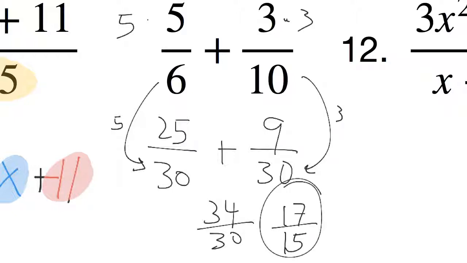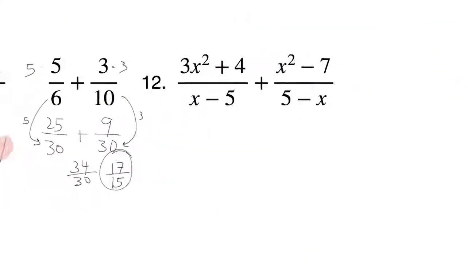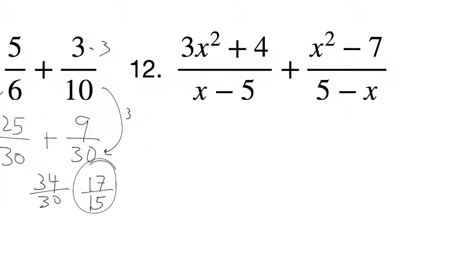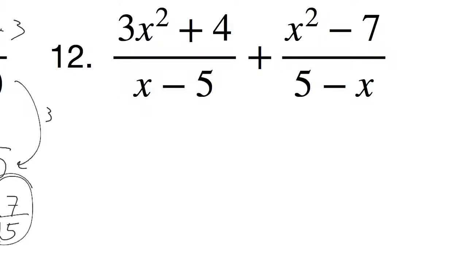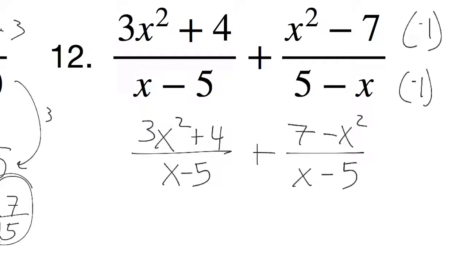The same structure, the same strategy is going to apply here for number 12. Let's get common denominators. Well, x minus 5, we have to get 5 minus x, so we should multiply by negative 1. So now I've rewritten both fractions, but the second fraction I've multiplied all the terms, both in the numerator and denominator, by negative 1. And when you do that, you get what you see.